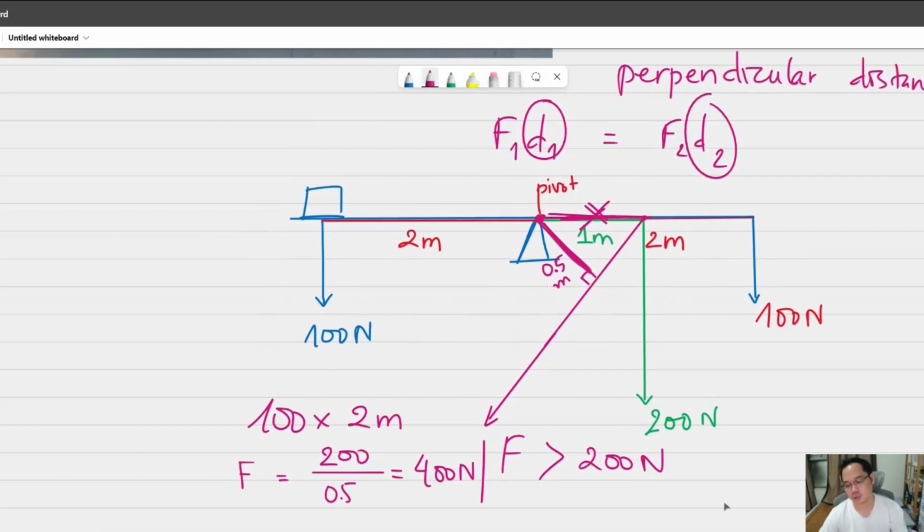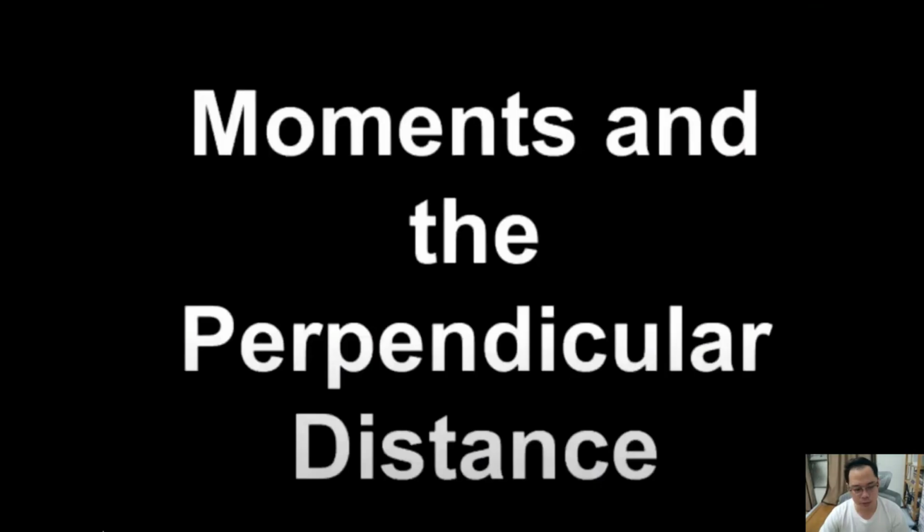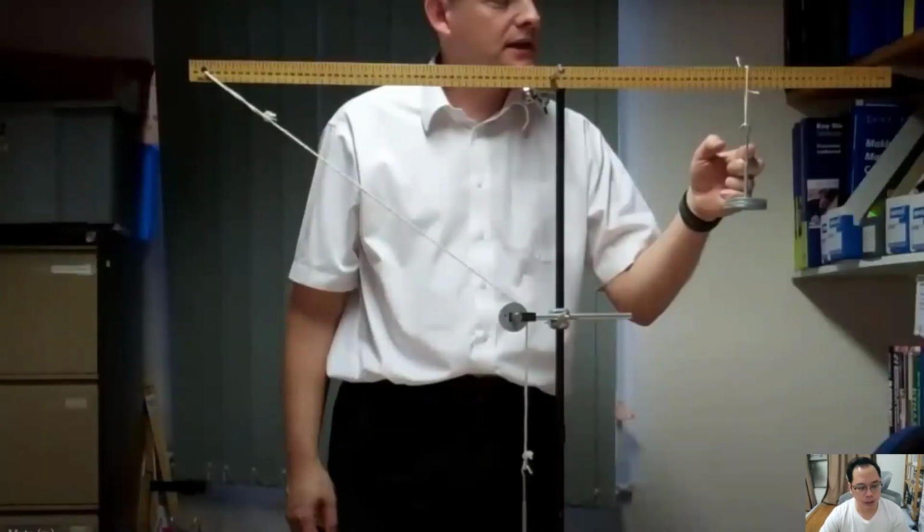We can see an experiment here to see that demonstration. Here, which is suspended, we have an object, a weight hanging here, for example, 10 Newtons, at a distance, for example, 30 centimeters from the pivot. Then we have another string attached to this point on the left, making an angle, and of course we can use a protractor to measure this angle.